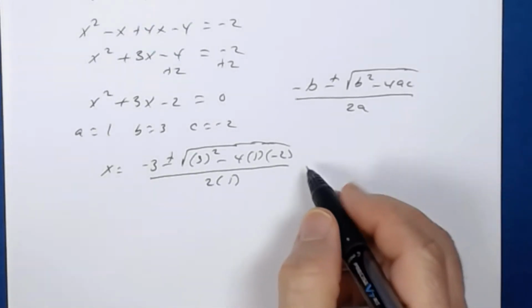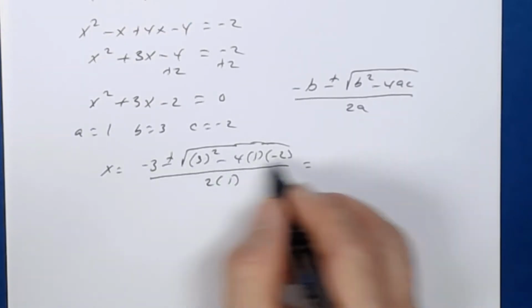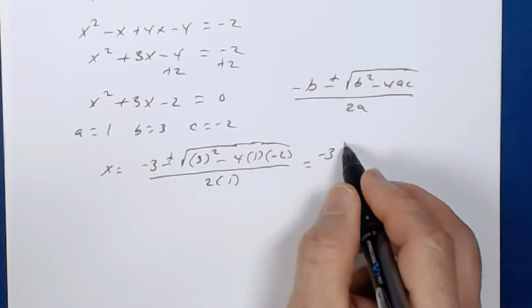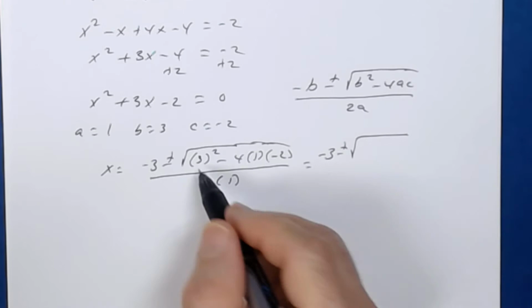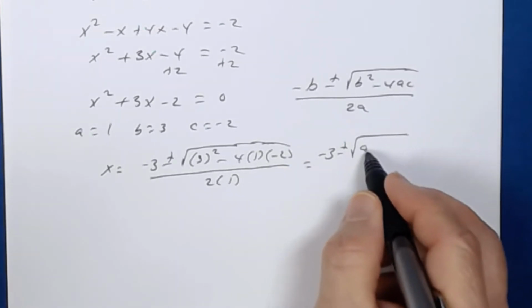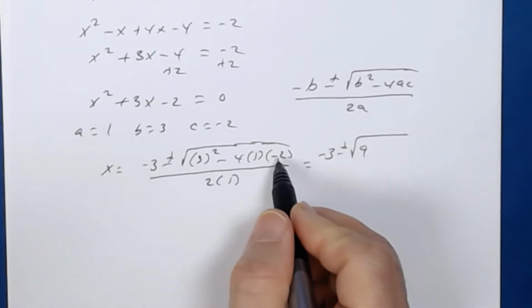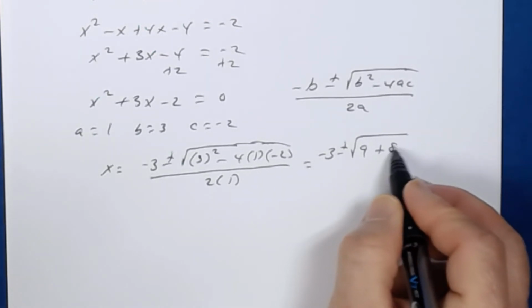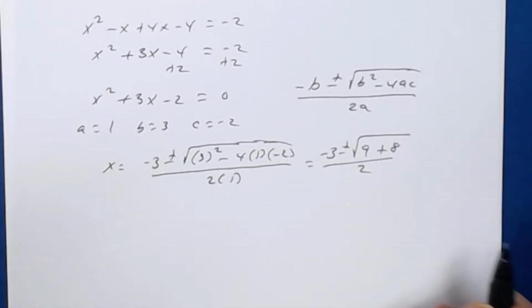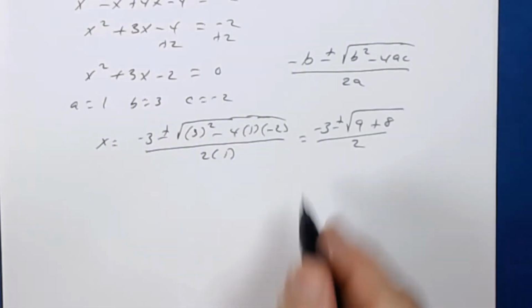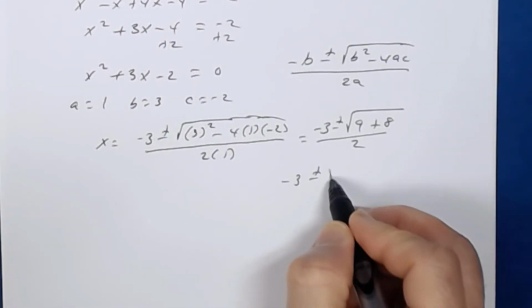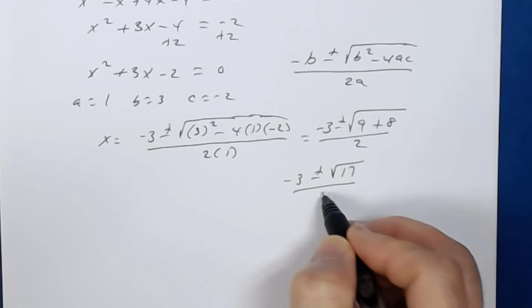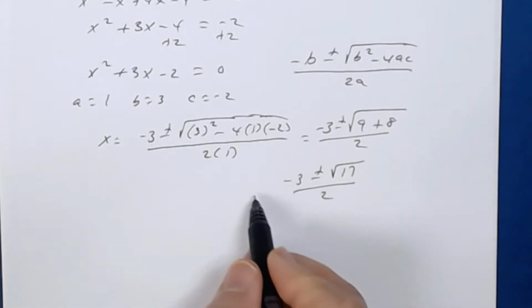Okay? So then I get equals, let's simplify the radicand, negative 3, plus or minus the square root of 3 squared is 9. All right, a negative times a positive times a negative is a positive. Okay? 4 times 1 times 2 is 8, all divided by 2. So I get negative 3 plus or minus the square root of 17, all divided by 2. All right, so that's where I'm at.